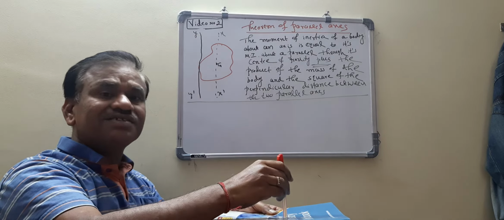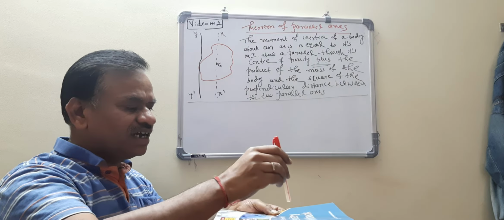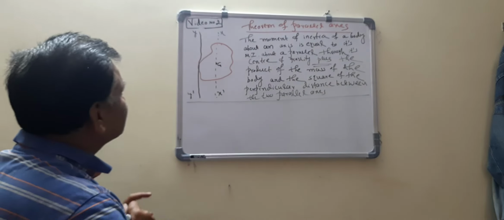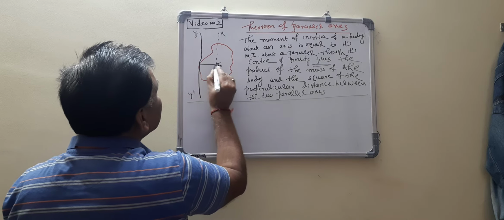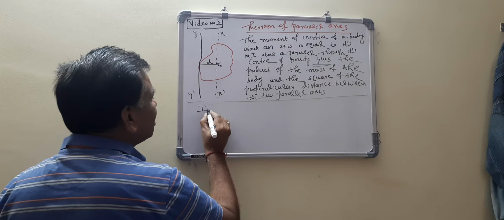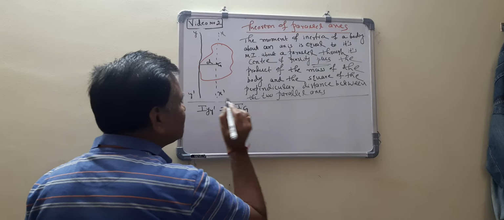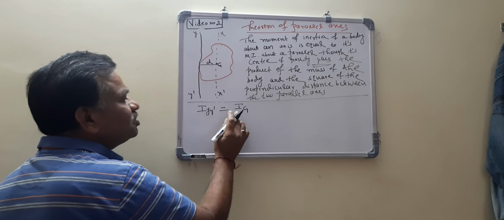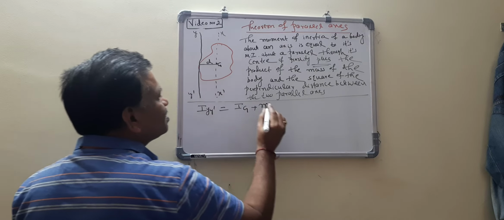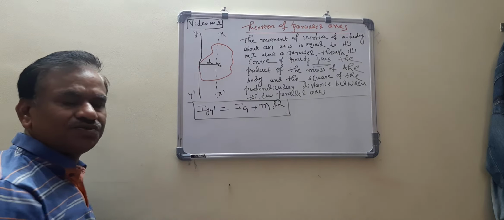This axis is passing through the center of gravity, and this is the axis passing through one of its ends. These two are mutually parallel. This distance I will call D. So the parallel axis theorem says: I y y dash equals I of g, the moment of inertia passing through its center of gravity, plus the mass of the object times the square of the distance. This is the theorem of parallel axis.